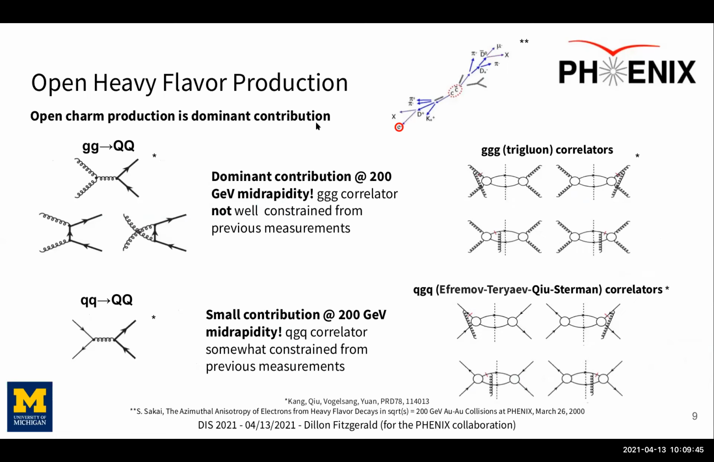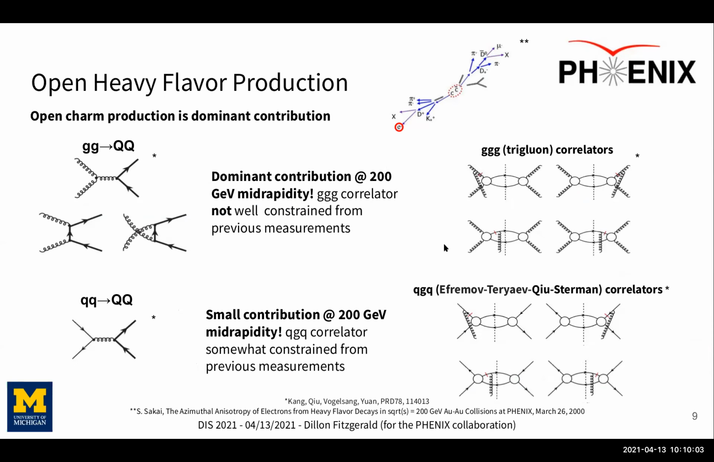Open charm production is the dominant contribution in this kinematic range. Furthermore, heavy flavor production is dominated almost entirely by gluon-gluon fusion in this kinematic range, which is nice because the trigluon correlator, as previously mentioned, is not well constrained from previous measurements.